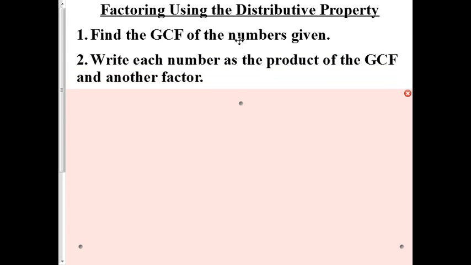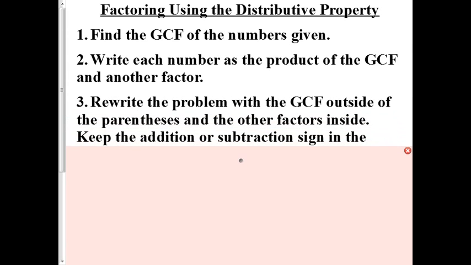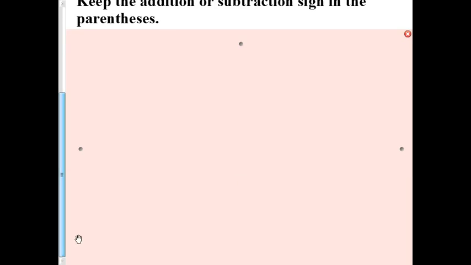So the first thing I need to do is find the GCF of the numbers I've been given. The second thing I need to do is write each of those numbers as the product of the greatest common factor and whatever the other factor is that I need to get the number I was originally dealing with. And then I rewrite the problem, making sure that I have the GCF outside of the parentheses and the other factors inside of the parentheses. And then I keep the addition or subtraction sign in the parentheses, whichever one I had is the one that I need.